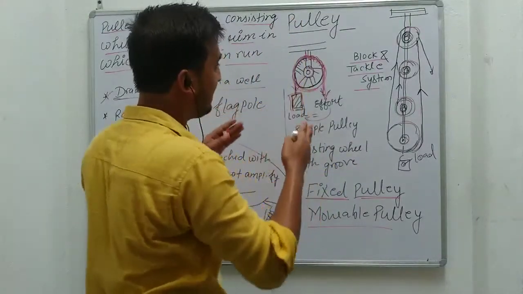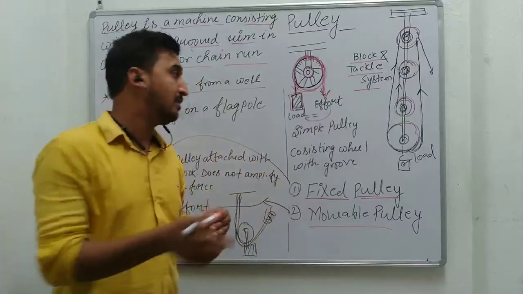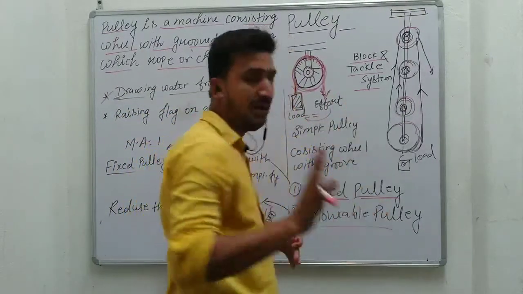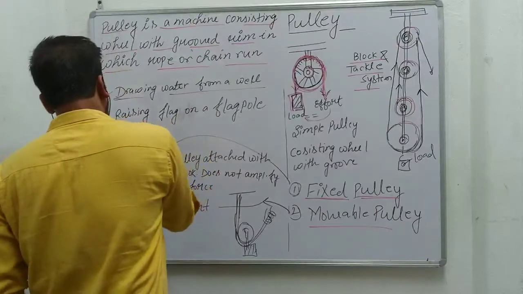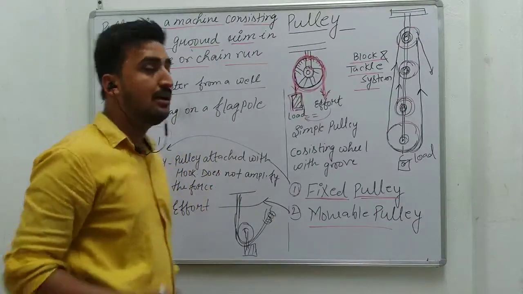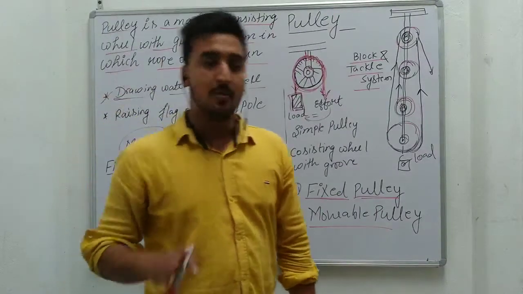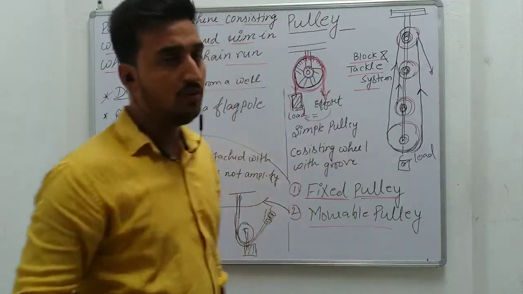So here we can change the direction but we cannot reduce the effort, which means the value of load and effort will always be equal. That's why the mechanical advantage is equal to 1, because we know that if load and effort are equal, the mechanical advantage will be equal to 1.